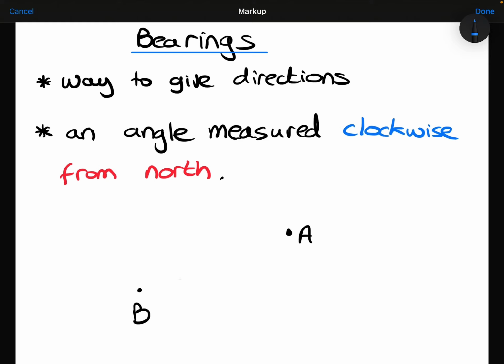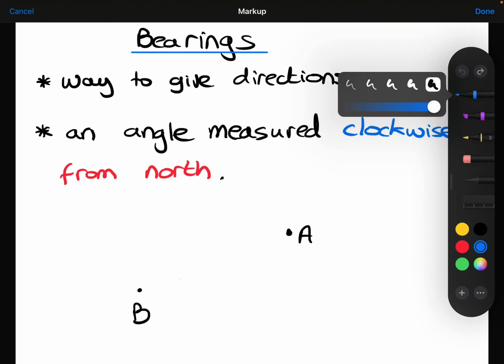So obviously I want to tell them to go in this direction to get to town B. Well, the bearing is the angle measured clockwise from north. So if this is north, the angle measured clockwise would be this angle here. So I don't know, roughly about 250. So I would tell that person in town A that they have to travel on a bearing of 250 degrees to get to town B.